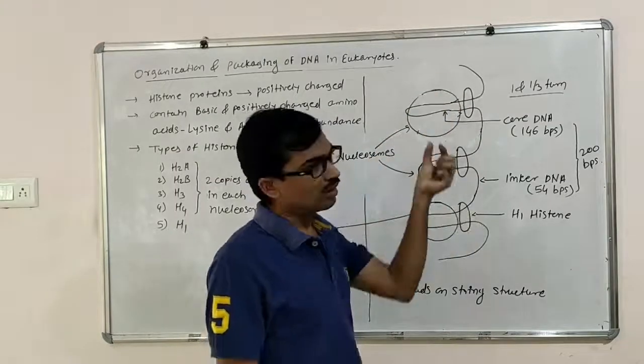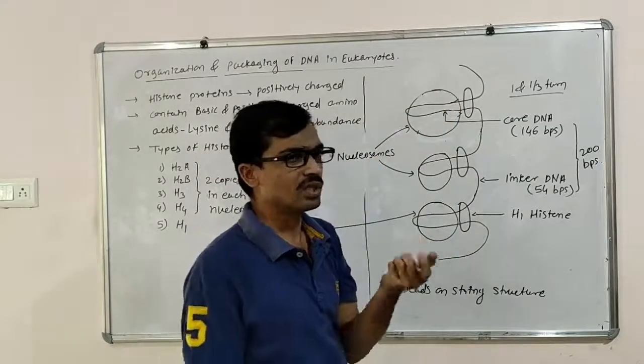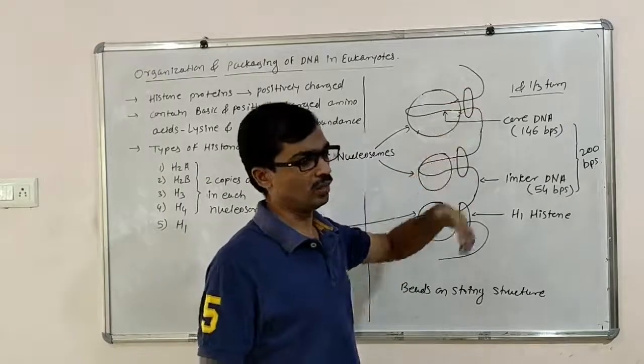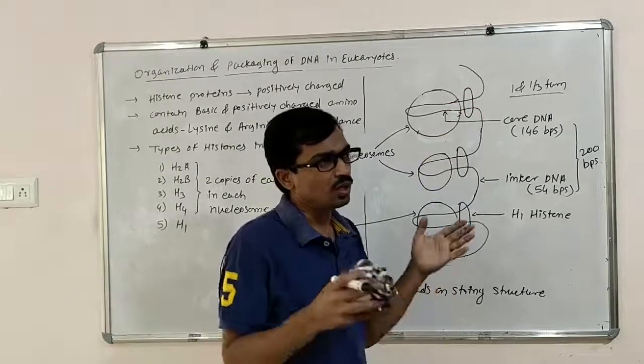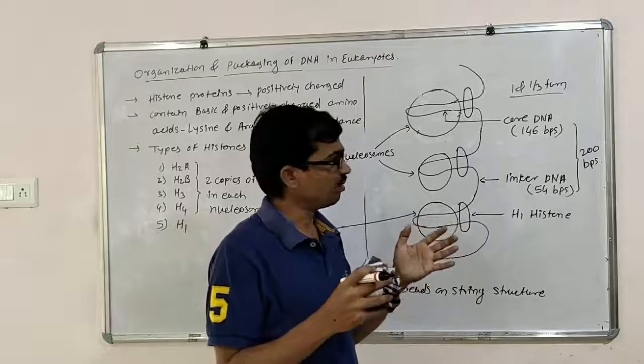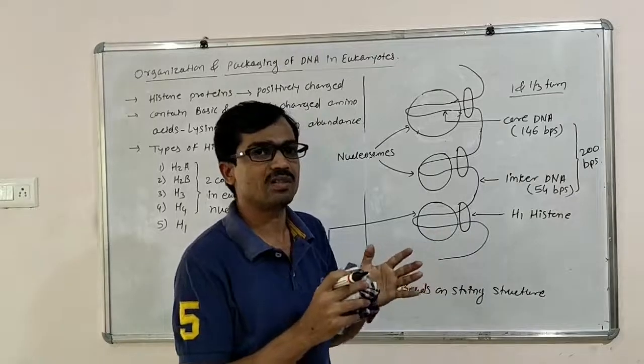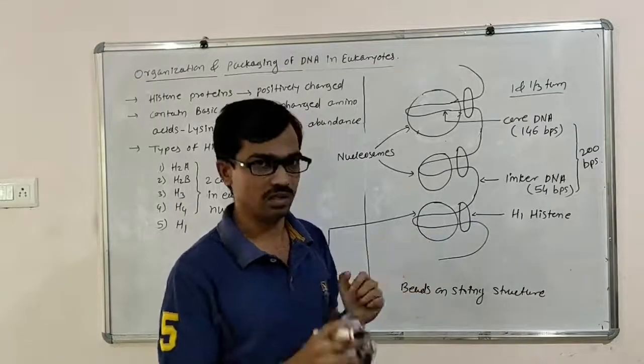In this beads on string structure the diameter of the DNA, obviously, the actual diameter of DNA remains the same, that is 2 nanometer, but we will see in the next slide that the DNA further condenses and its thickness increases.